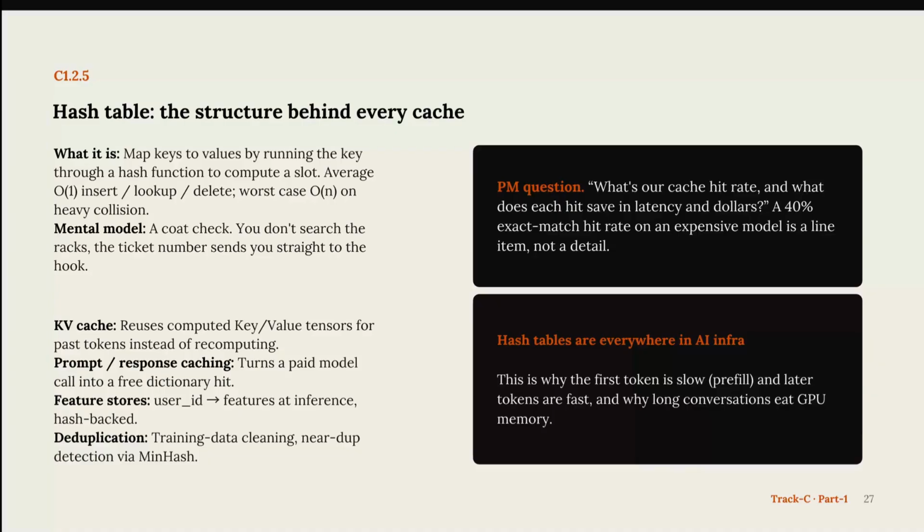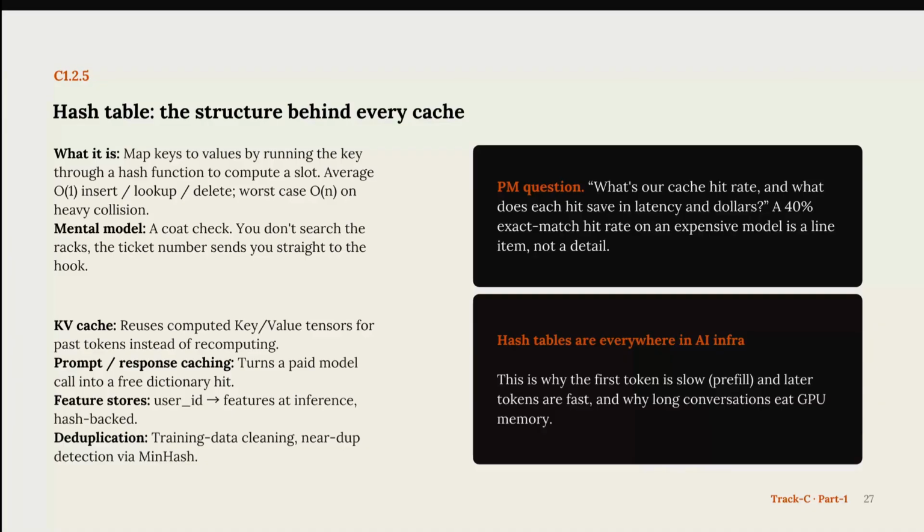It also helps in prompt or response caching, because a paid model call will become a free dictionary hit. That is, if you hash the prompt, it will return the stored answer instantly, and that will turn that dollar model into literally free, because you are not wasting any time regenerating the existing tokens. That's how the dollar values are saved.